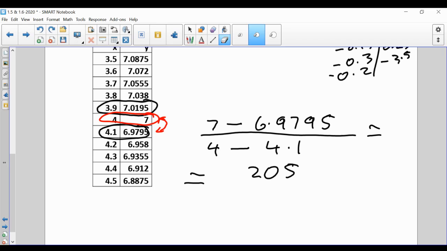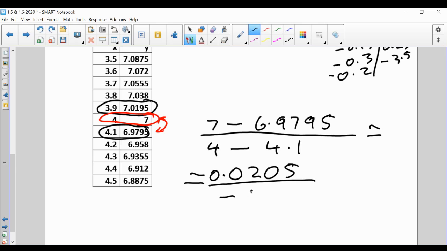So the top of this is 0.025 divided by minus 0.1. And because I'm dividing by that, I just move the decimal point one over. So 0.205, and that's still negative. So approximately minus 0.21.